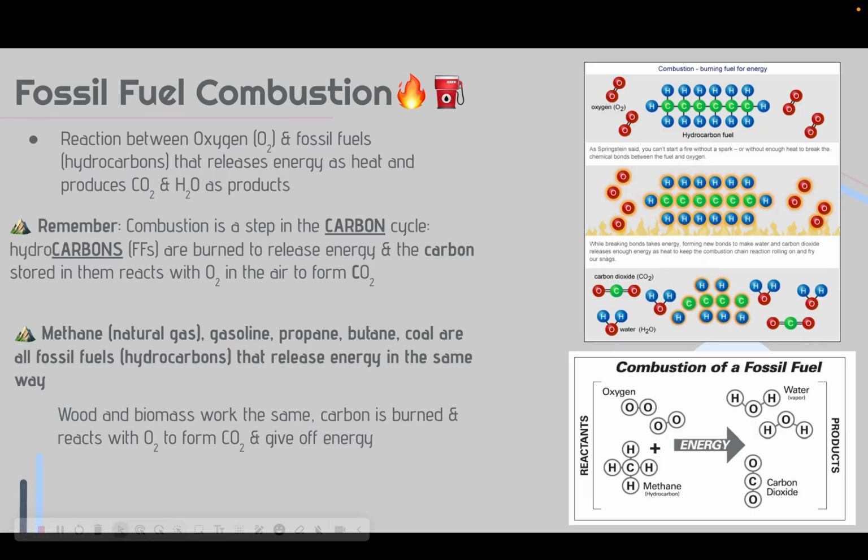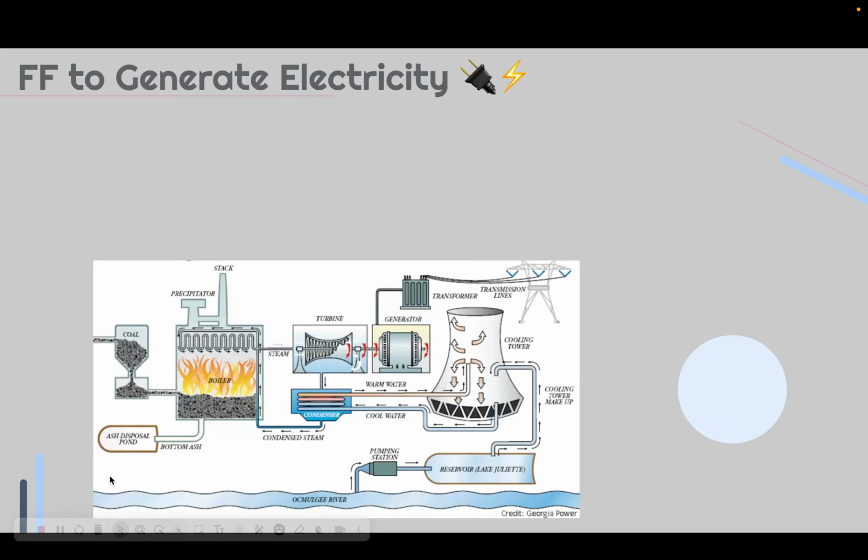Gasoline, propane, butane. These are maybe words I haven't mentioned before. And then coal. These are all hydrocarbons, and they all release energy in the exact same way. Wood and biomass also work the same. It's basically us just burning that carbon, and then it reacts with the oxygen in the air to form that carbon dioxide and give off energy.